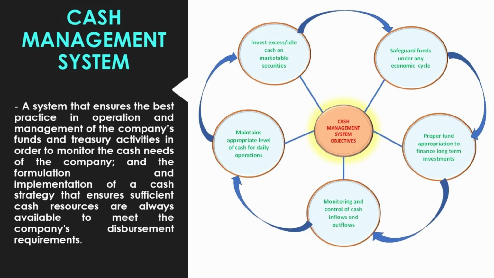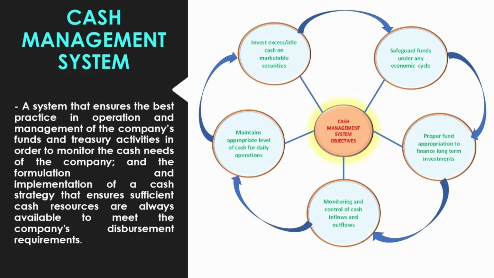There are at least 5 objectives of cash management system. First, safeguard funds under any economic cycle. This means that funds should always be available whether the economy is under recession or whether at its peak. The second objective is proper fund appropriation to finance long-term investments. These are related to investments in capital assets or investments in joint ventures, investment in foreign businesses, and the likes.